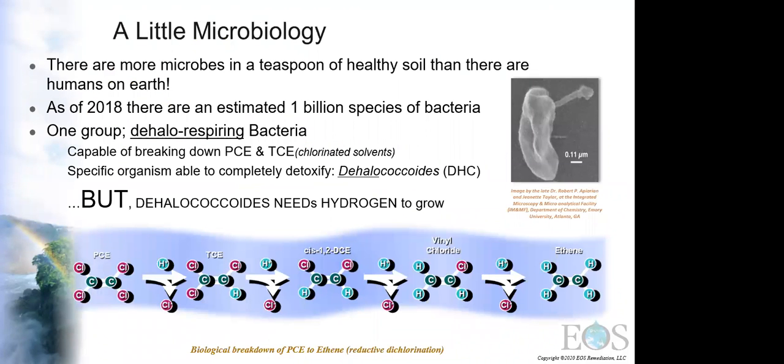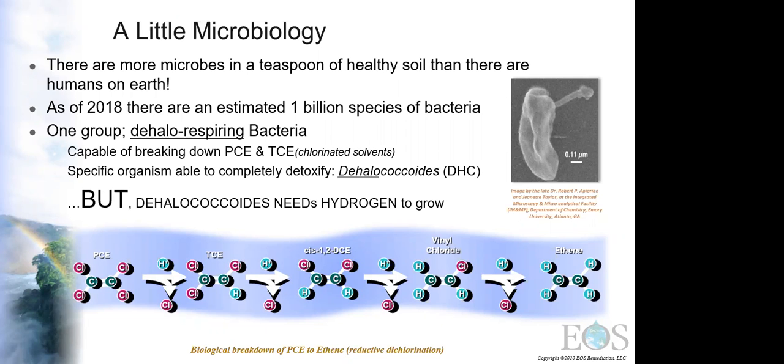So let's talk a little bit about the microbiology, because from an EOS standpoint, that is what we're utilizing really as the main cleanup tool. The EVO fuels the process, but we're relying on the bacteria to actually break down the contaminant. And so just some fun facts. There are more microbes in a teaspoon of healthy soil than there are humans on Earth. And as of 2018, it's estimated that there are 1 billion different species of bacteria.